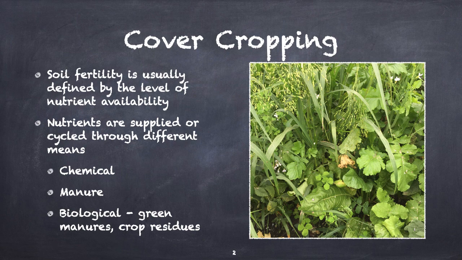So when we start looking at soil fertility, it's usually defined by the level of nutrients that are available in that soil. Those nutrients are supplied or cycled through different means. So we can have chemical applications, so fertilizers, we can have manure applications, or we can have biological additions, that's the green manures and crop residues.